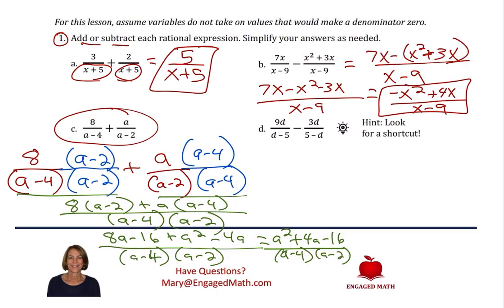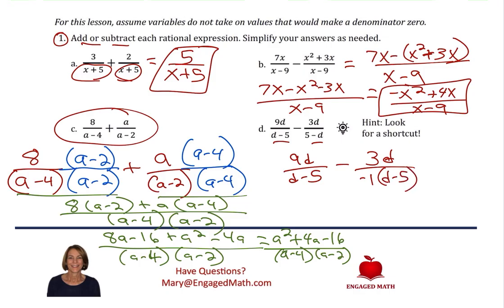All right, let's go to D. D looks like a light bulb problem, so it's a little challenging. But honestly, there's going to be a nice trick to this one. If you don't see the shortcut, it's going to be much more complicated. So we need to get a common denominator. I'm going to leave the first fraction as 9d over d minus 5. But that second fraction, I'm going to leave as minus 3d, but in the denominator, I'm going to rewrite it as negative 1 times d minus 5.